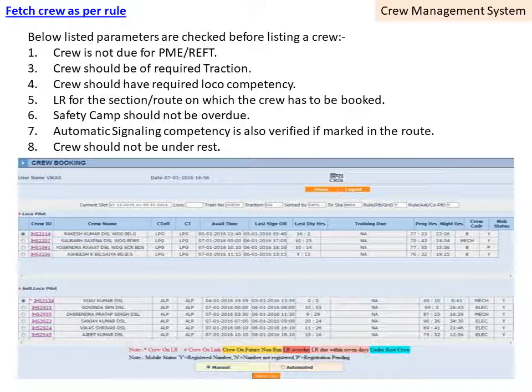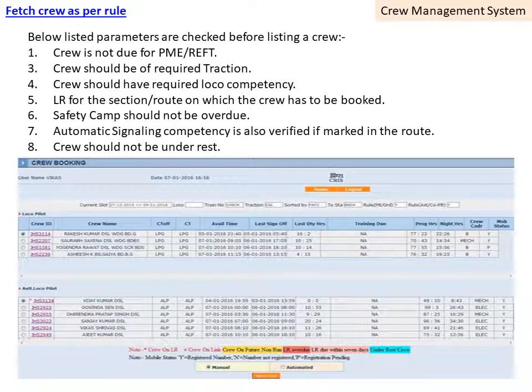If we are selecting second person, it is not crew as per rule. It will go under fetch as per rule and give the proper reason for booking the second crew. Once the crew is very much required for coaching or some other special purpose, only by the approval of the supervisor can we take the second option, second crew.